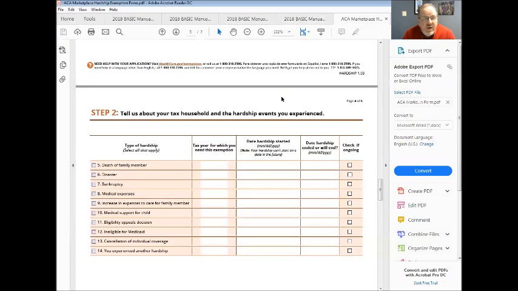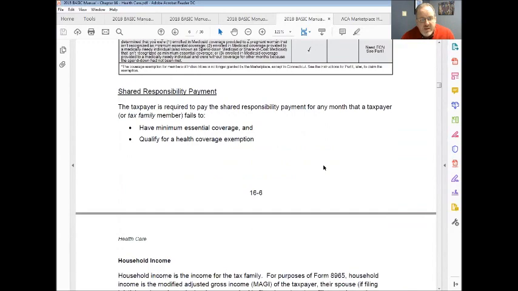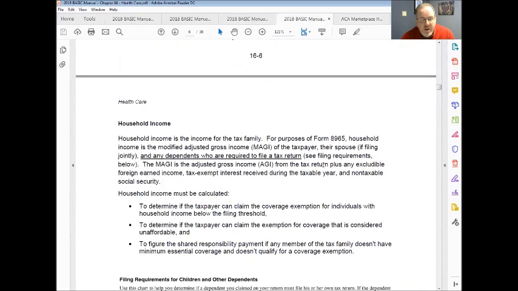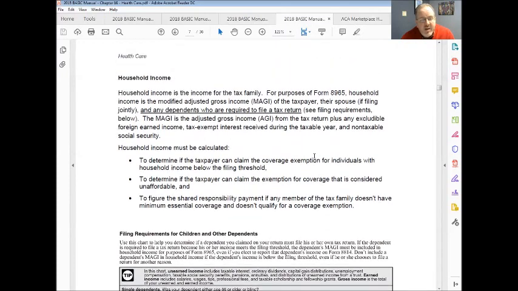The marketplace said, that's fine. You don't have to pay the penalty for not having insurance this year. Obviously, I had to counsel them on the fact that not having insurance put them at risk as they were caring for the grandkids. But it was an opportunity there. Okay. So that's the form that we have there, okay? Household income, again, I talked about that.